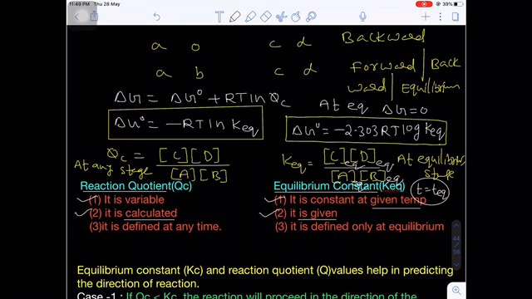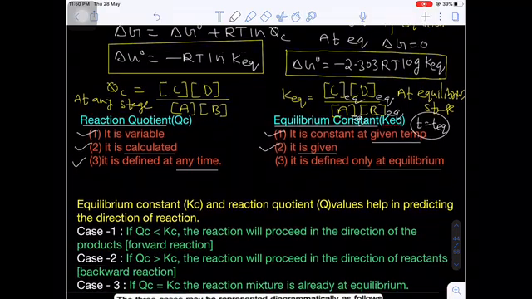Okay, no need to calculate. If the concentrations at equilibrium are given, then we can calculate K equilibrium. Otherwise it is experimental data. And one more important thing: Qc is defined at any time interval, but K is defined only at the equilibrium stage. It is defined only at the equilibrium stage. This is very important, Qc and K equilibrium.